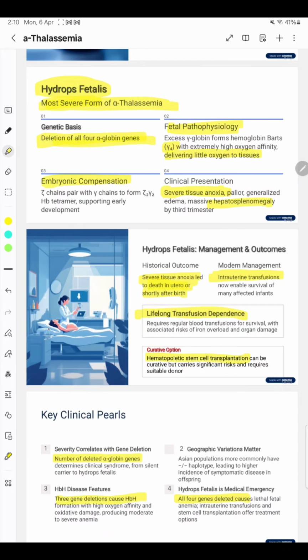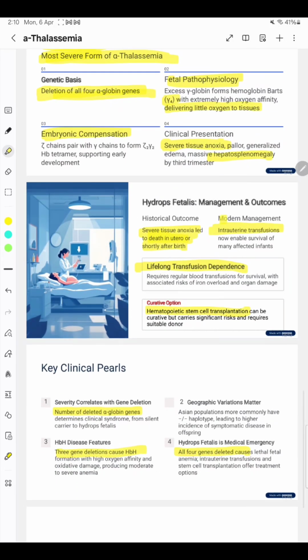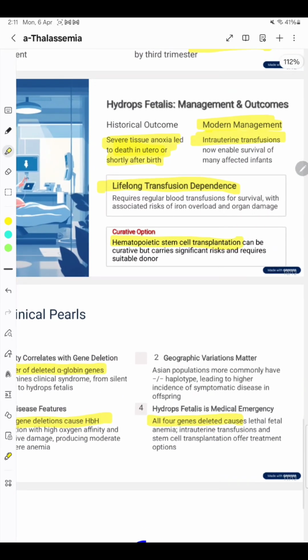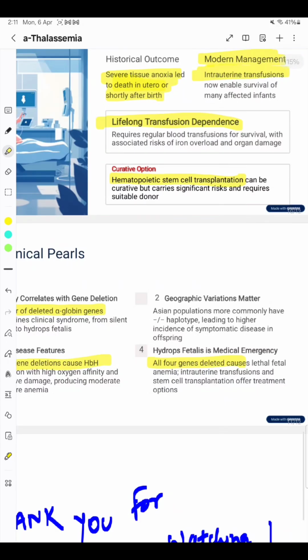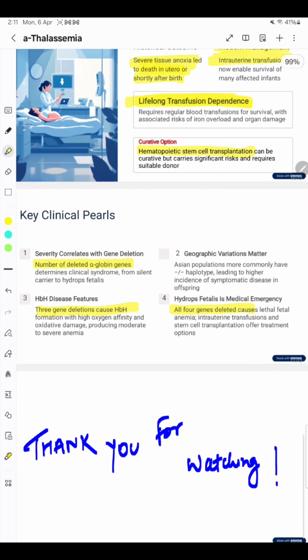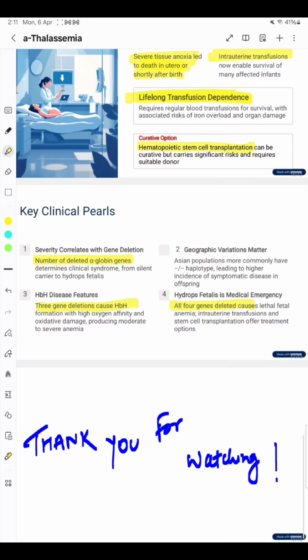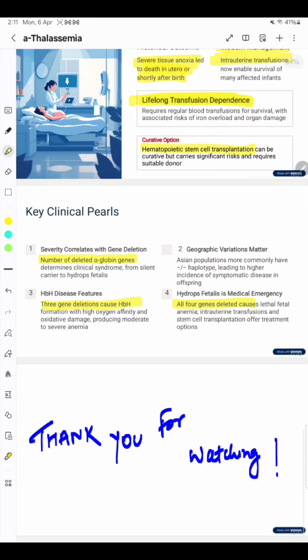In most of the cases, death in utero is the outcome, but with modern management, intrauterine transfusion now enables survival of many affected infants, but these need lifelong transfusion dependence. It requires regular blood transfusion for survival with associated risk of iron overload and organ damage. The curative option for this condition is hematopoietic stem cell transplantation.